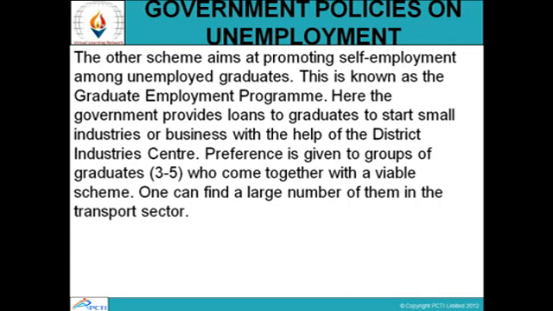The other scheme aims at promoting self-employment among unemployed graduates. This is known as the Graduate Employment Program. Here, the government provides loans to graduates to start small industries or businesses with the help of the District Industries Center. Preference is given to groups of graduates who come together with a viable scheme. One can find a large number of them in the transport sector.